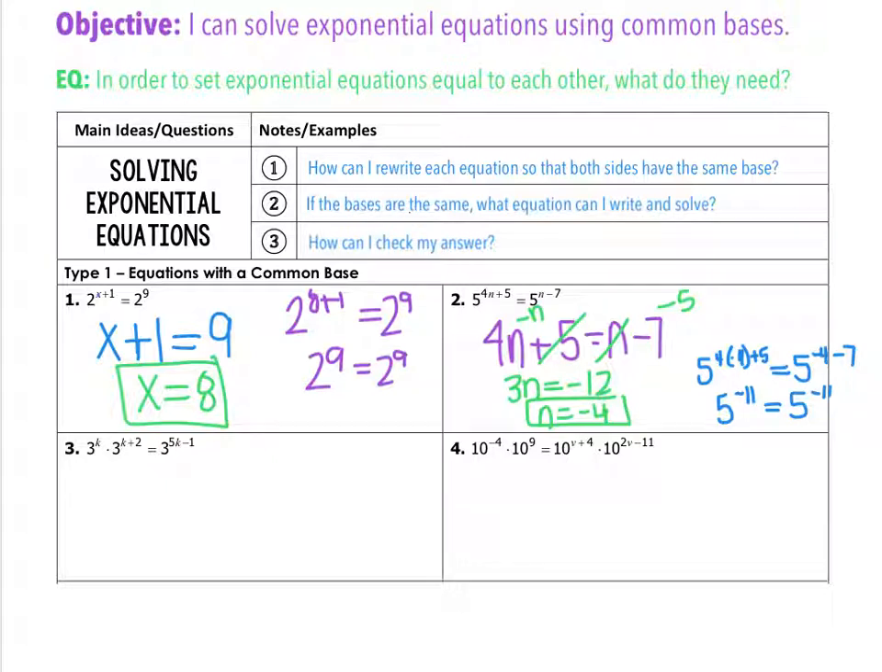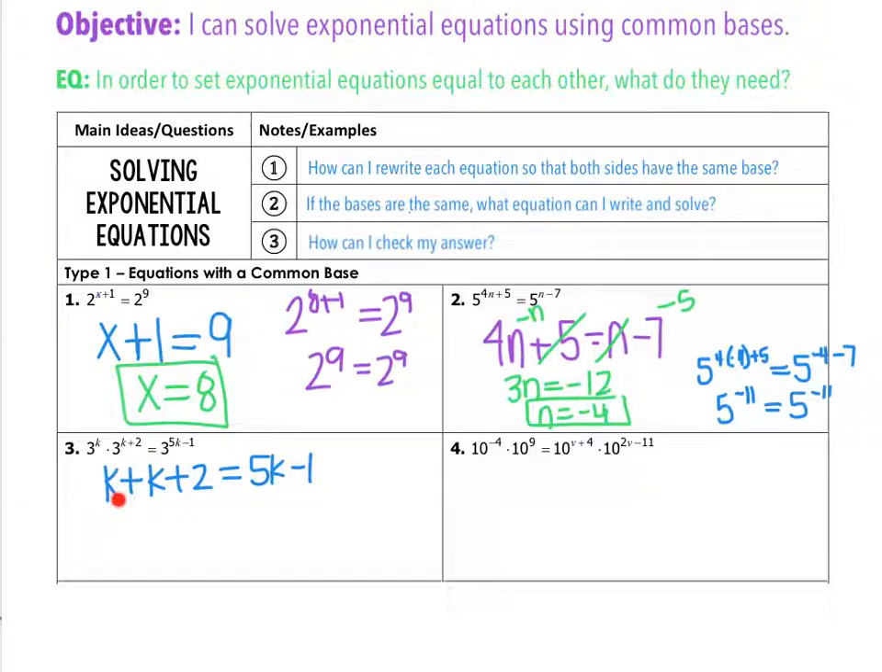Alright, so what I'd like you to do is go ahead and pause the video and see if you can work through number 3. It looks a little bit different, but you're going to follow the exact same thing. If the bases are the same, then what equation can I write and solve? Go ahead and pause the video. So the equation that you should have come up with is k plus 2 equals 5k minus 1.